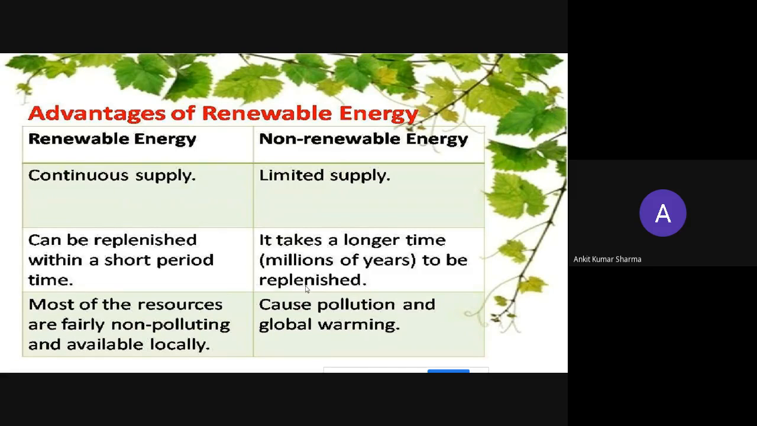The first column shows the renewable energy, and the second one is the non-renewable energy. In the case of renewable energy, supply is continuous, but in the case of non-renewable energy, it's a limited supply. Renewable energy can be replenished within a short period of time, but non-renewable energy takes millions of years to be replenished. Most renewable resources are fairly non-polluting and available locally, but non-renewable energy causes pollution and global warming.